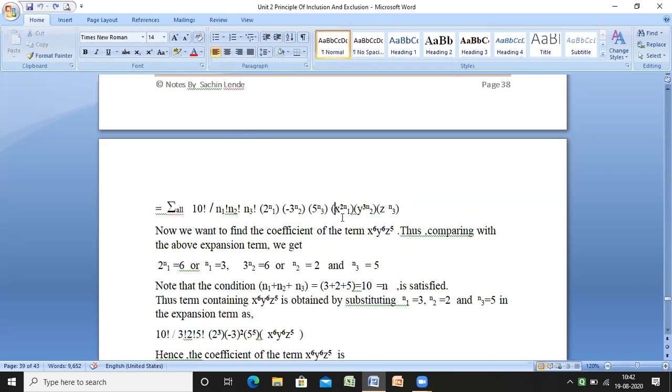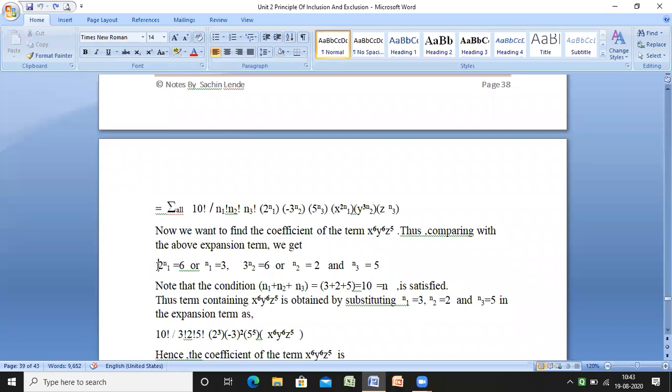Look at it and closely monitor. If we look at it in the proper way, we get x power 2n1, y power 3n2, and z power n3. And here also x, y, z, similar as above. Now these 2n1 and this 6 are both powers of x. This is also a power of x and this is also a power of x. So we compare these both: x to the power 6 and x to the power 2n1.